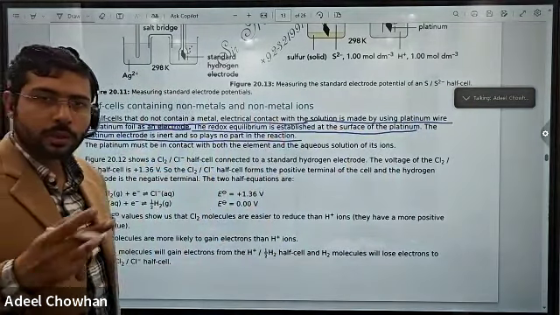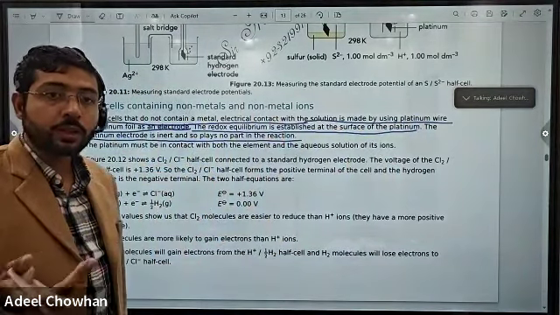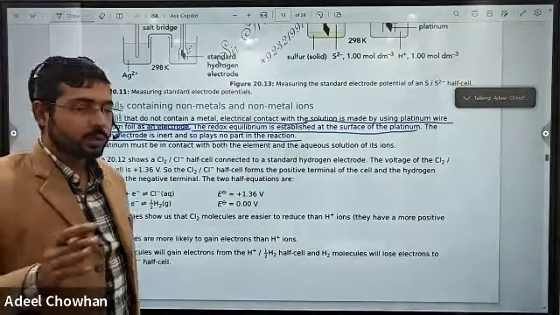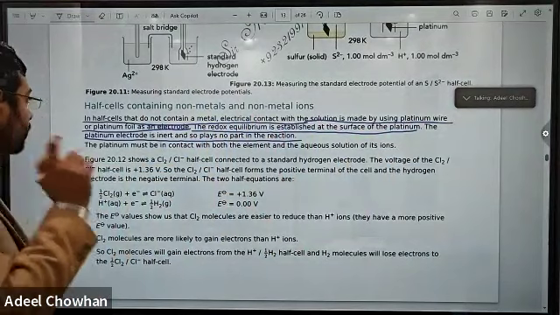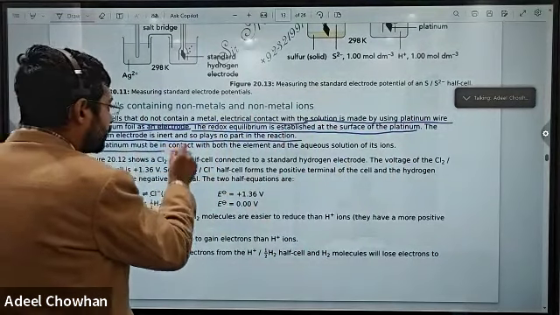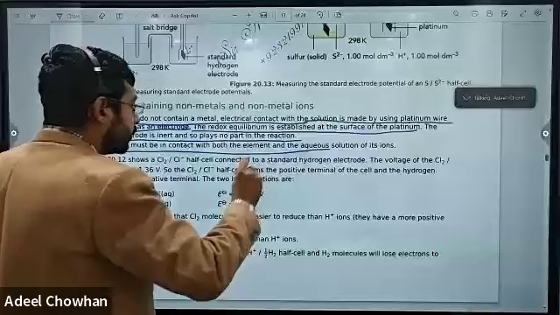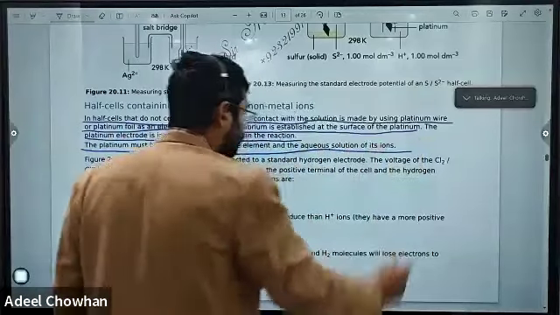Why are we using the platinum? Because platinum is unreactive. It is inert. So it does not take part in chemical reactions with the substances present in the half cells. The platinum must be in contact with both the element and the aqueous solution of its ions.